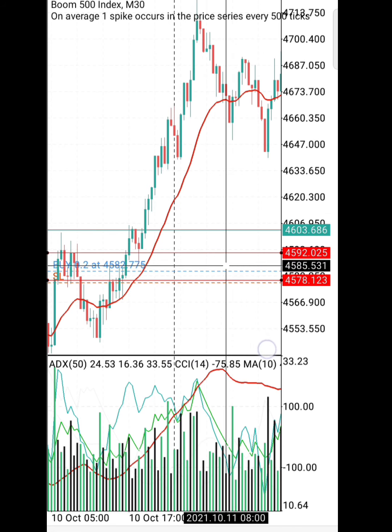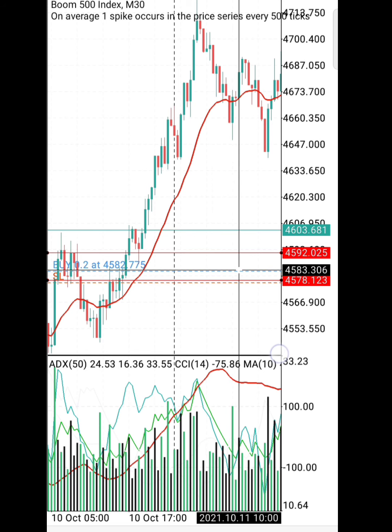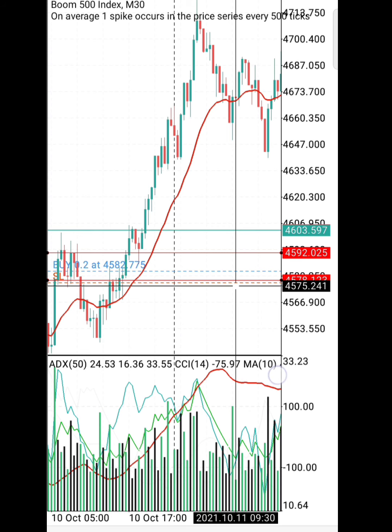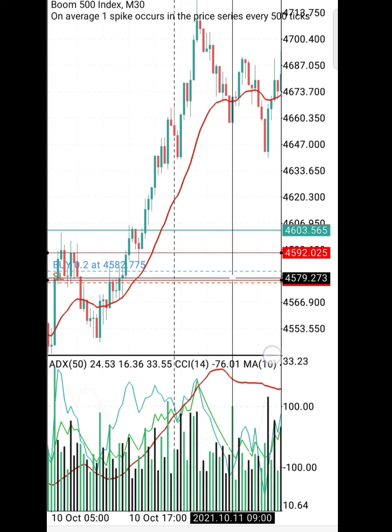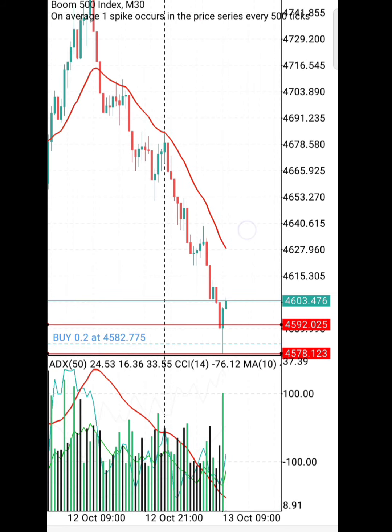So I placed a buy at this point and then made my stop loss to be at this point. Listen, I will show you how I got this entry for the buy. I made my stop loss to be below the support level. That was my stop loss. Okay, so back to the trade.